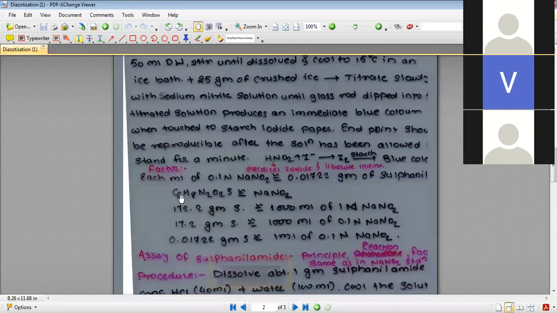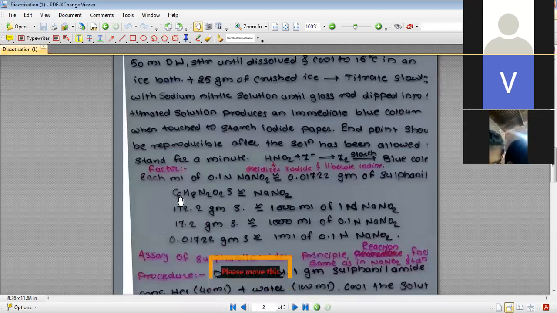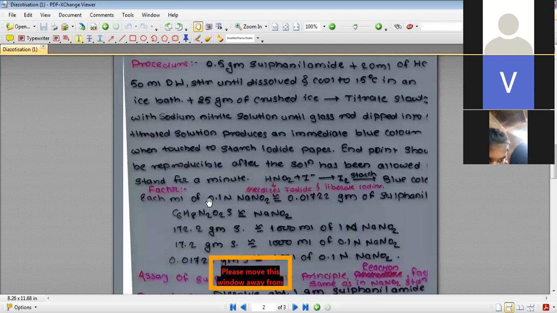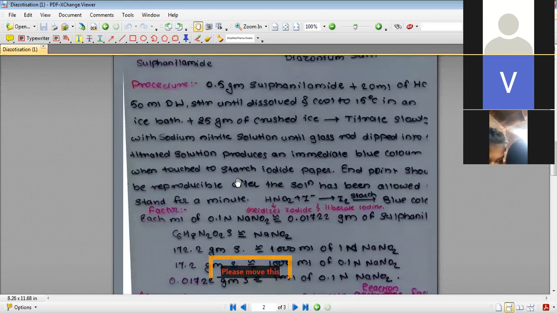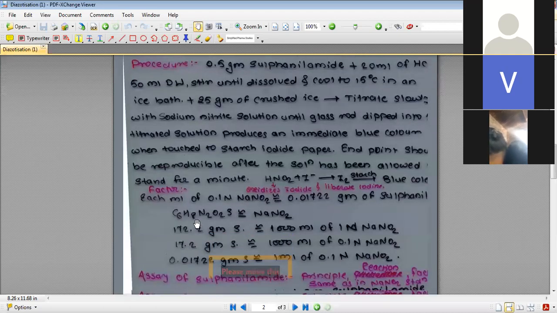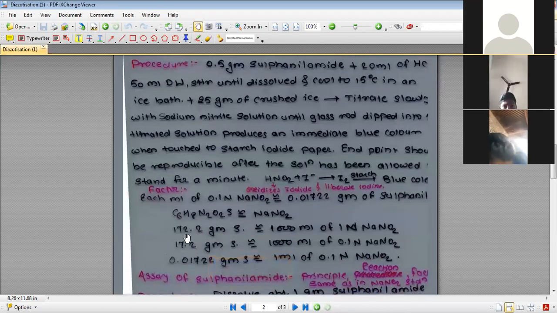Sorry, sodium nitrite. Here, this is the molecular formula of sulfanilamide, that is C6H8N2O2S. We have represented the molecular formula of the drug. So 1 mole of sulfanilamide is equivalent to 1 mole of sodium nitrite. We took 0.5 gram of sulfanilamide in the conical flask. Therefore, its 1 mole will be equivalent to its molecular weight. So the molecular weight of sulfanilamide is 172.2, and 1 mole of sodium nitrite is equivalent to 1000 ml.